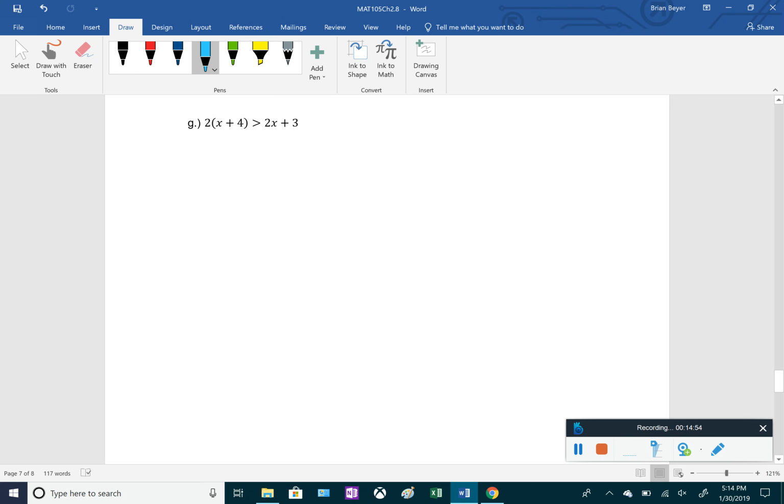Next one for G, we'll see a couple different cases here in the last couple. So we have 2 times x plus 4 greater than 2x plus 3. So distributing the 2, gives us 2x plus 8 greater than 2x plus 3. So I'm going to subtract this 2x. But what happens is that cancels on both sides. So what we get is 8 is greater than 3.